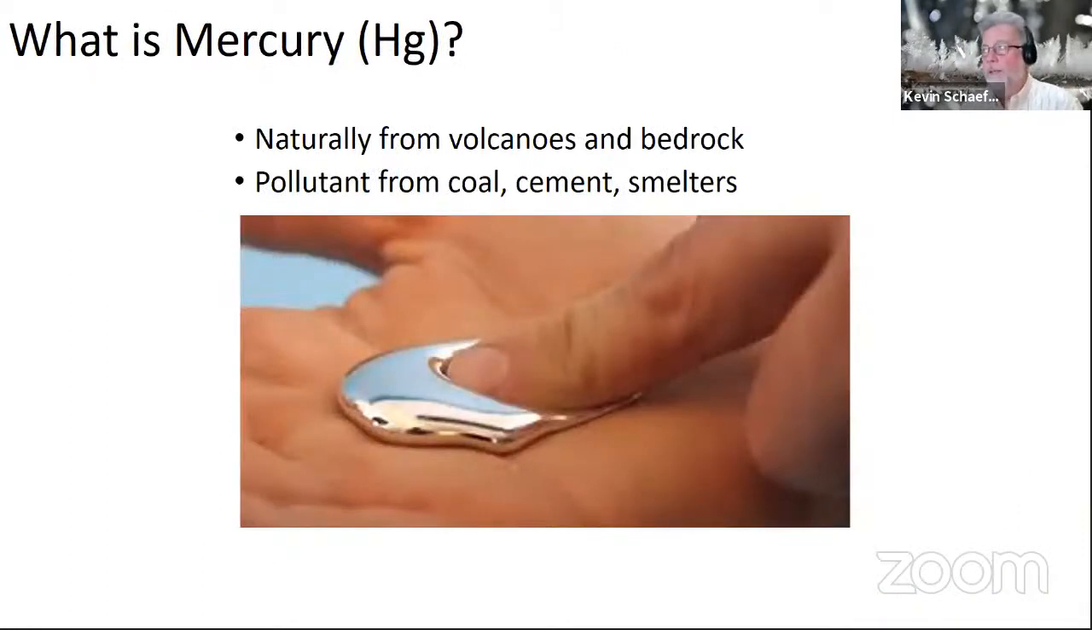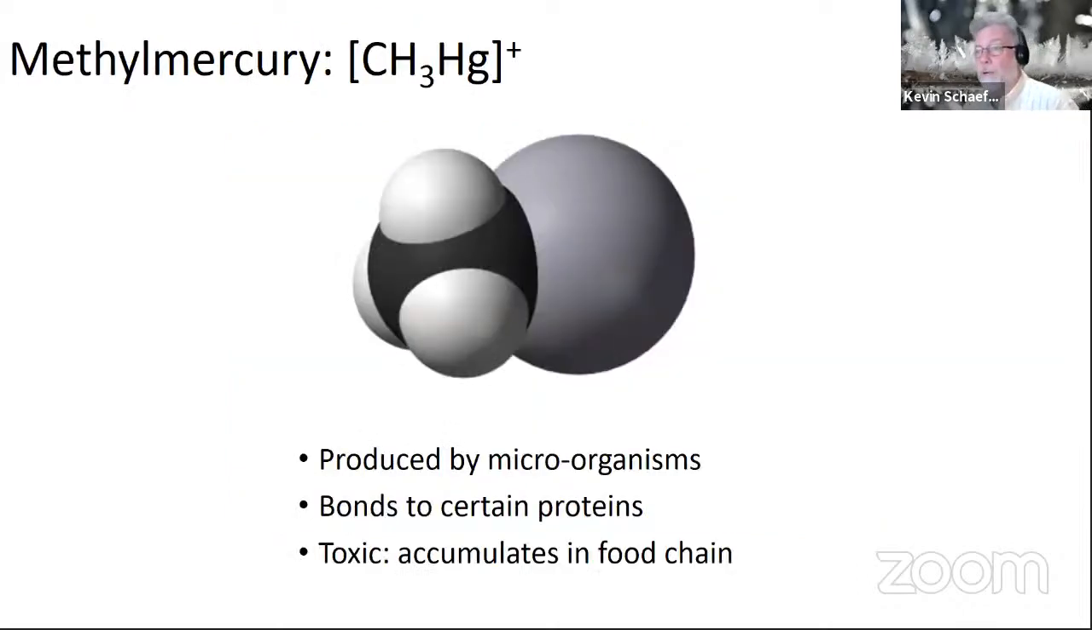Now, what exactly is mercury? Well, it's a heavy metal. It's often a liquid at room temperature, and it can be gaseous. It's a naturally occurring element. People don't always realize this, but it's been naturally occurring since the beginning of time, leached from bedrock or emitted right into the atmosphere from volcanoes. Also, it's a pollutant from the burning of coal, the making of cement, or the smelting of metals, and that's released into the atmosphere. Now, the form that's most toxic to people is methylmercury. This is an organomolecule, produced by microorganisms during the decay of organic material, and it tends to bond to certain proteins in the human body. And so it's toxic, and it tends to accumulate in the food chain.